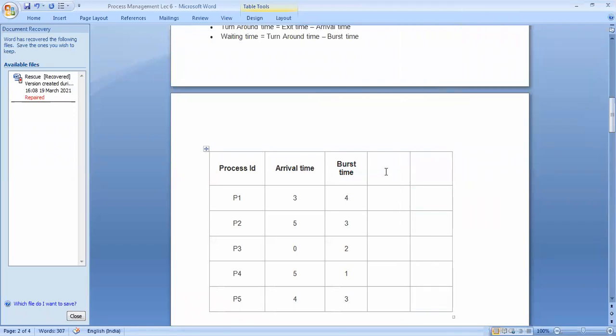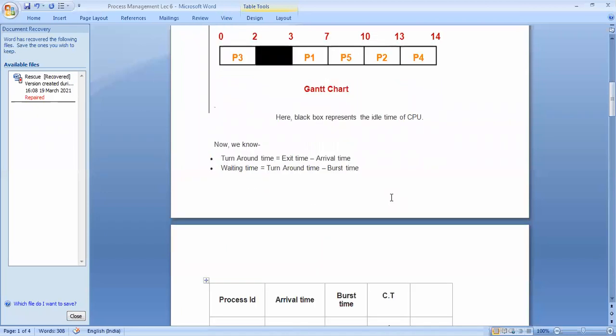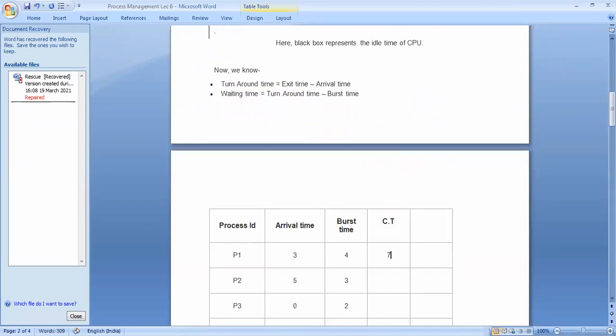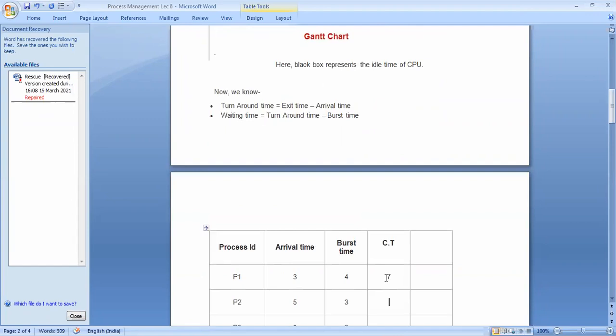Okay. So now here we can calculate completion time. So P1 completion time from the Gantt chart. P1 process completion time is 7. Very good. Next P2, P2 is 13. Very good.